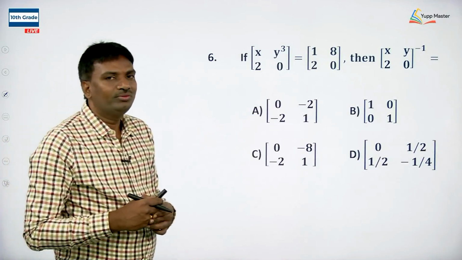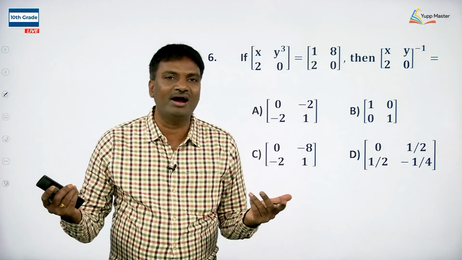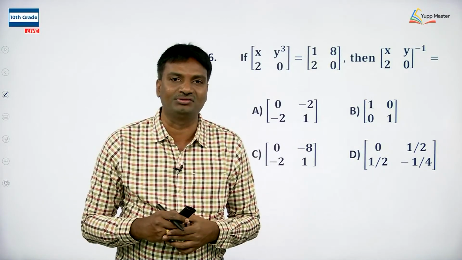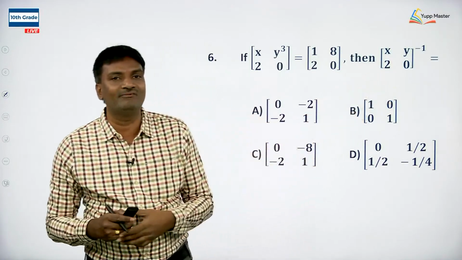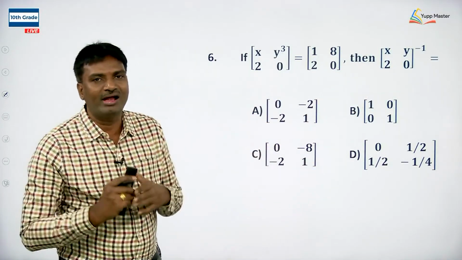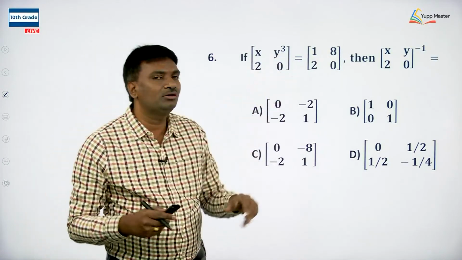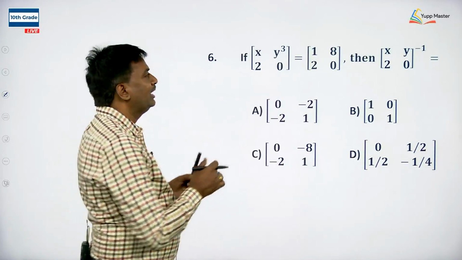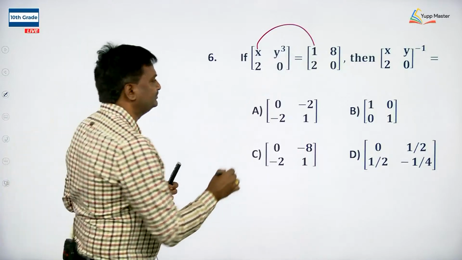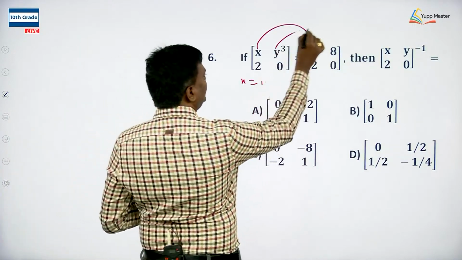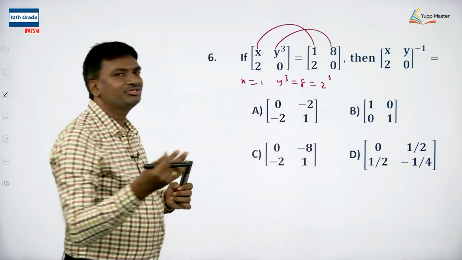So here also we have to find the inverse of the matrix with rows x, y and 2, 0, that is nothing but the inverse of a 2 cross 2 matrix. Before finding the inverse of this 2 cross 2 matrix, we have to get the values of x and y. According to the problem, if the matrix x, y cube, 2, 0 equals 1, 8, 2, 0, we have to compare the corresponding elements on both sides. We have x equal to 1. Here we have y cube equal to 8. 8 can be written as 2 cube.